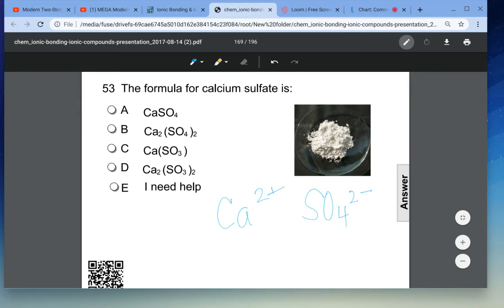Okay, so we crisscross the numbers here. We get 2 and 2, right? Calcium 2, SO4 2. But we can factor out a 2, so we should get CaSO4. And that would be answer choice A.